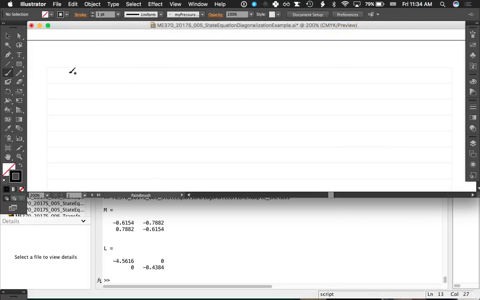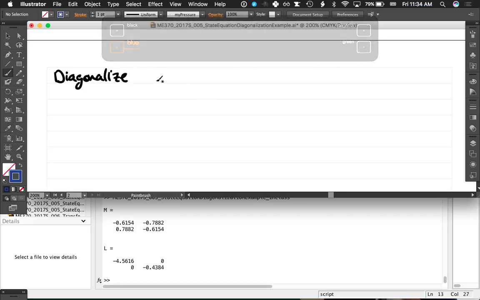So we'll do it. We'll do it, because we follow orders. All right, so diagonalize. Our diagonalization is going to be that x equals M times x prime, right? That's our diagonalization transformation.